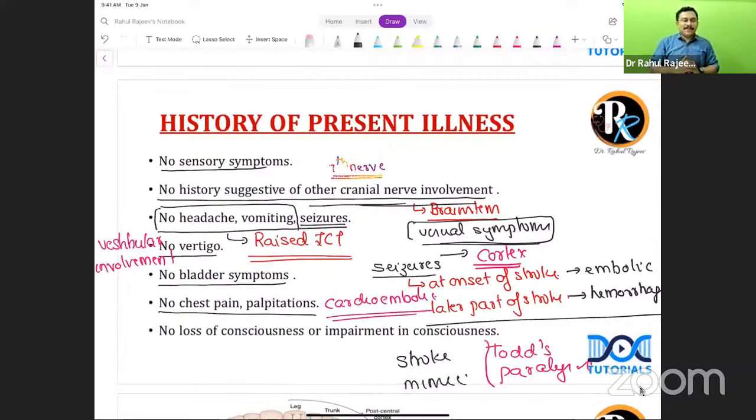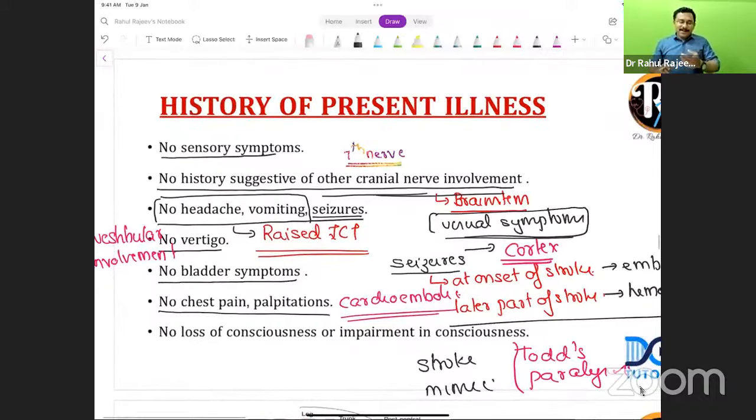There is an entity known as subcortical aphasia. Once you get into MD medicine, if any of my dear students love to take medicine, I would request you to come back to me after taking medicine so that I'll teach you at that time about subcortical aphasia. Okay, so chest pain and palpitation is to see if there is a cardioembolic origin, because if there is a myocardial infarction, the contractility will be affected.